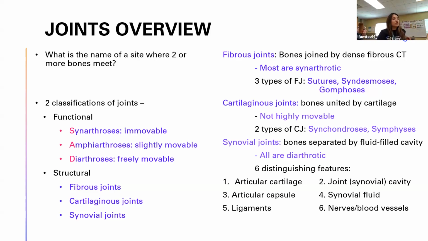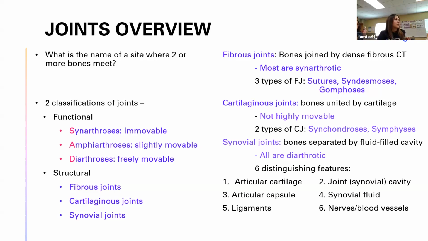Fibrous joints are bones joined by dense fibrous connective tissue. Most of these are synarthrotic, which means what? They're immovable. Good. And then we have 3 types of fibrous joints. These are sutures. Where are sutures found? In your skull. Yes. Once your sutures are fused, they do not come apart. They are stuck together and immovable.